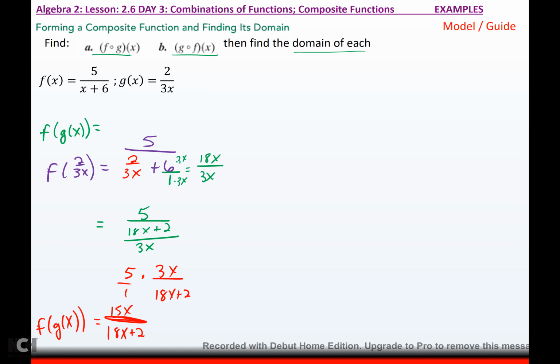The domain, since g was in the middle, I do the domain of g. Alright, that says that 3x may never equal 0, so x may never equal 0.